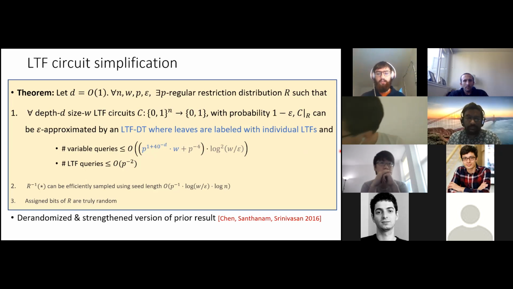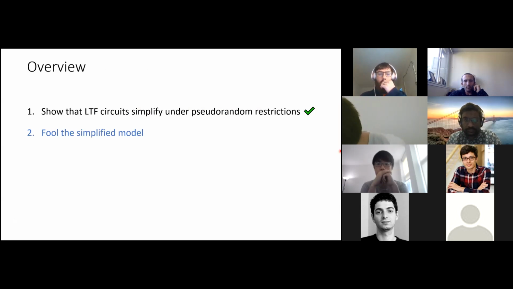I should mention that in Chen, Santhanam, and Srinivasan's work, they phrase it differently, but their results are a little bit similar to this. So this can be understood as a de-randomized and strengthened version of some of their analysis.